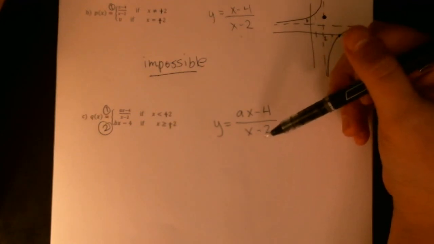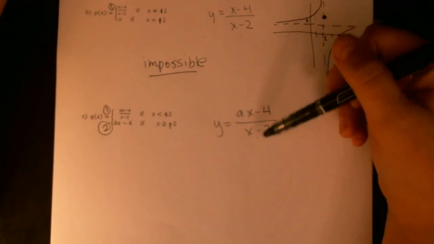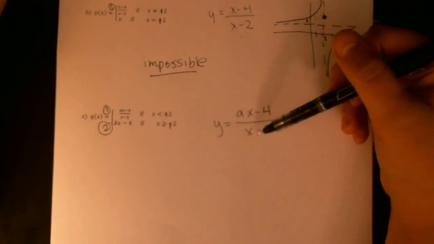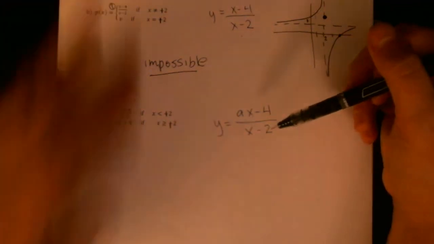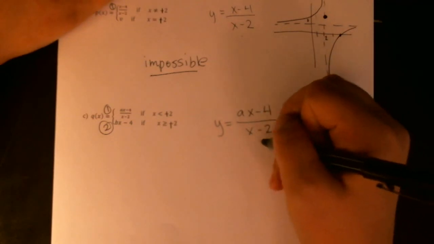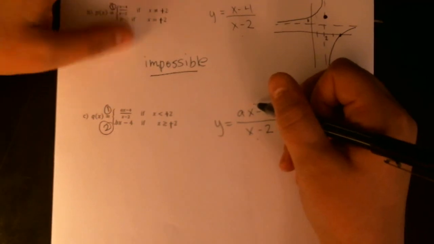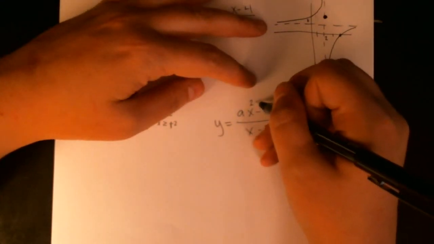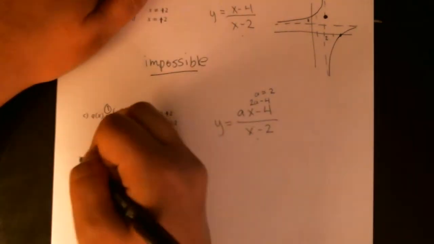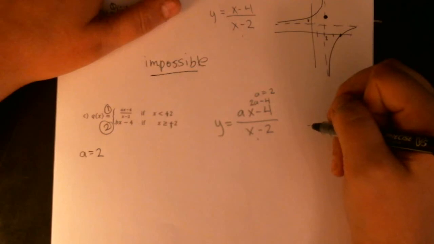So I'm back to that whole thing where I am not going to be making this thing continuous unless I make sure that this is a removable discontinuity. So if I don't pick the right a value, this is going to have a vertical asymptote. So this goes back to the 0 over 0 thing. We already know that this is 0 when x equals 2. We would like the top to also be 0 when x equals 2. So if x is 2, we have a 2a minus 4. To make that 0, it looks like a has to be 2. So a has to be 2 in order for piece number 1 to have a removable discontinuity.